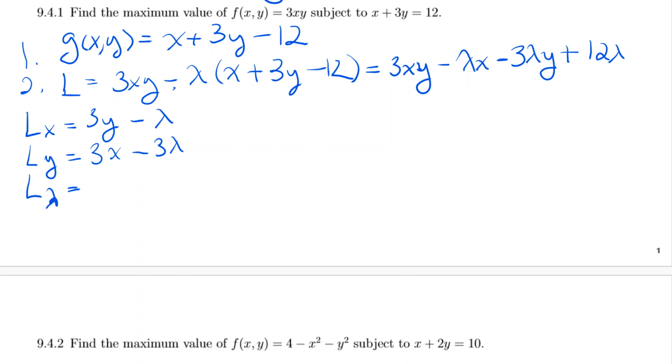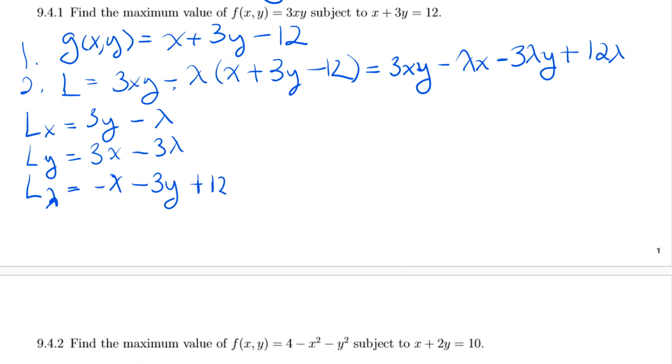So my first term, the 3xy, has no lambdas. That's going to be a 0. My next term is negative lambda x. When I derive the lambda, I'll just get a negative x. Negative 3 lambda y. When I derive the lambda, I'll get a negative 3y, and then a plus 12.